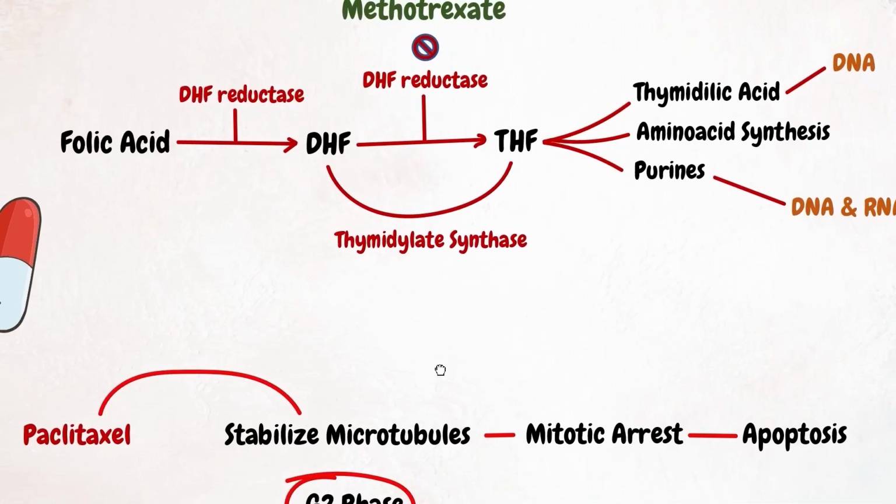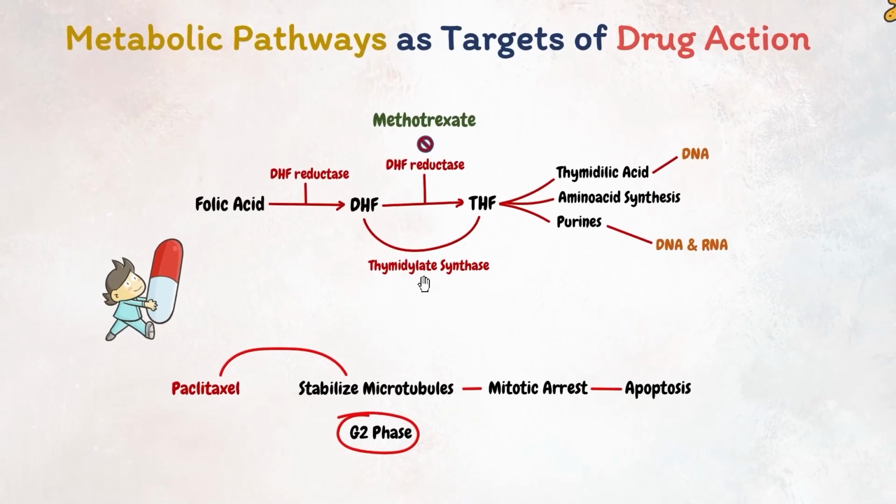Overall, methotrexate and paclitaxel target different pathways in the cancer cells, but both disrupt the normal process of cell division, which is a hallmark of cancer. By targeting these pathways, these drugs can effectively kill cancer cells and help to treat cancer.